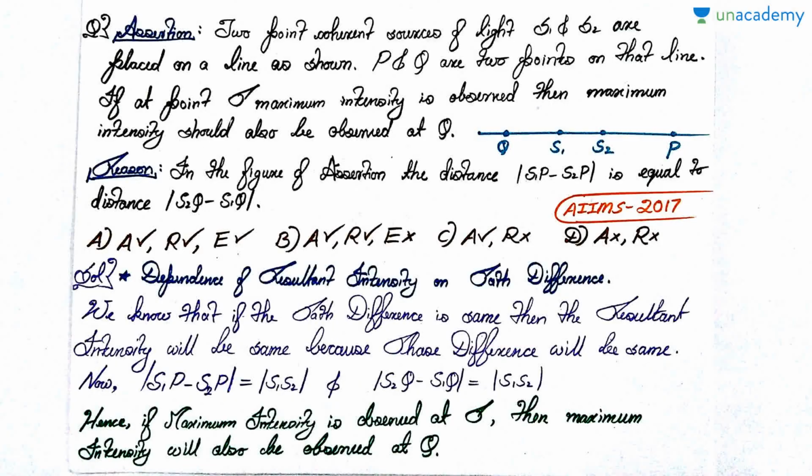All right. So the next question is an assertion reason. Generally assertion reasons are pretty tricky. Let's check out this one. The assertion is: two point coherent sources of light S1 and S2 are placed on a line as shown in the figure.